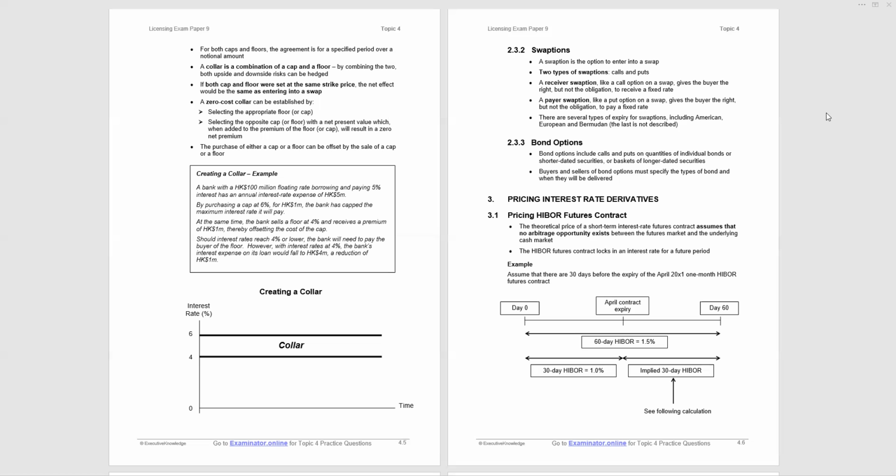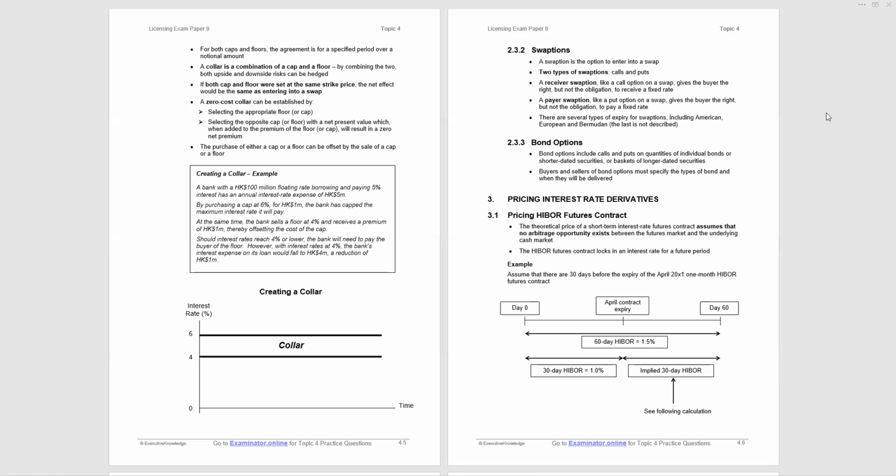So that's the operation of a collar, where we buy a cap, sell a floor. Please be aware of those concepts. I would say you could get up to 2 questions on caps, floors, and collars.